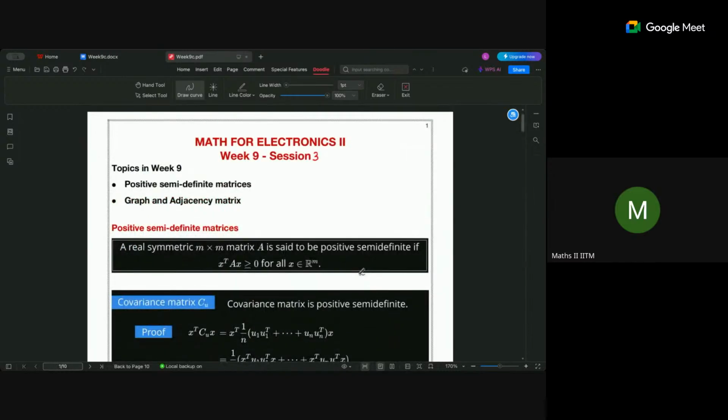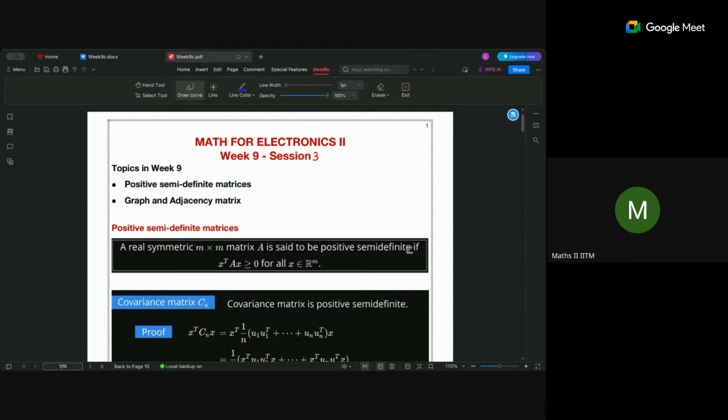In week 9, we are looking at positive semi-definite matrices. So what are positive semi-definite matrices? Positive semi-definite matrices are defined for real symmetric matrices. So we consider a real symmetric m by m matrix A, and we say it is positive semi-definite if X transpose AX is greater than or equal to 0 for all X in Rm. If this condition is satisfied, then we call it a symmetric positive semi-definite matrix.